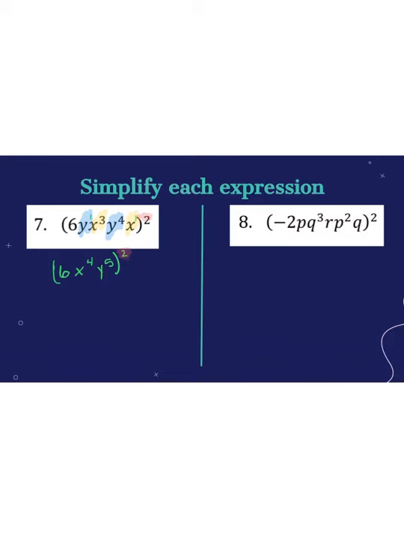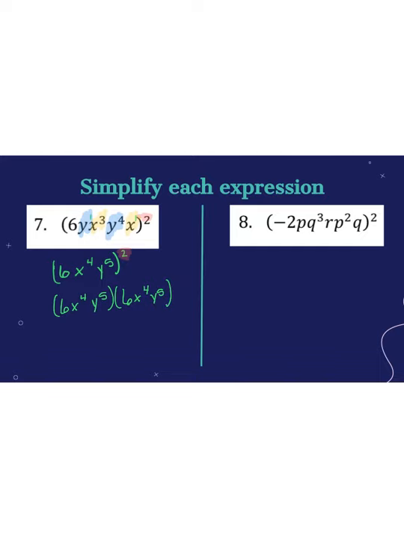Because it's raised to this 2 right here, that's telling me I have to multiply it twice. So I'm going to take everything that's inside the parentheses and do it twice. I'm going to say 6x to the fourth, y to the fifth, put that in parentheses, and then multiply that by another 6x to the fourth, y to the fifth.